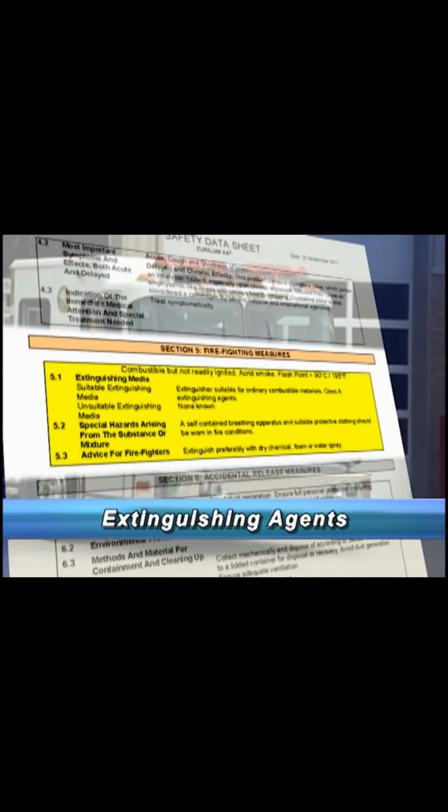In the next section, appropriate methods and extinguishing agents for fighting fires involving the chemical are listed, along with methods that should be avoided.